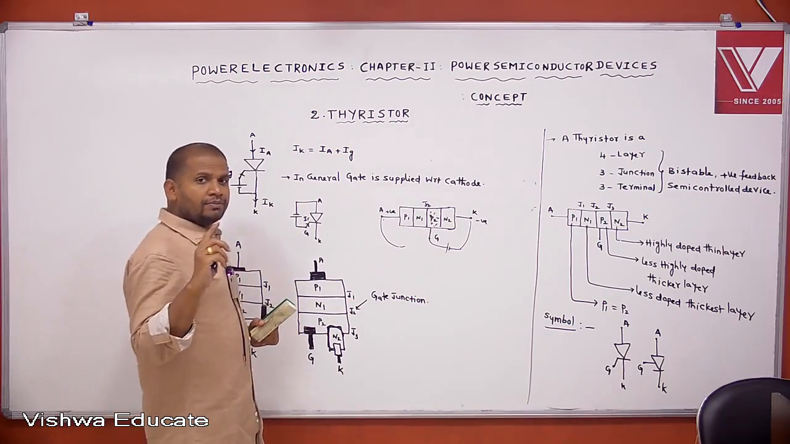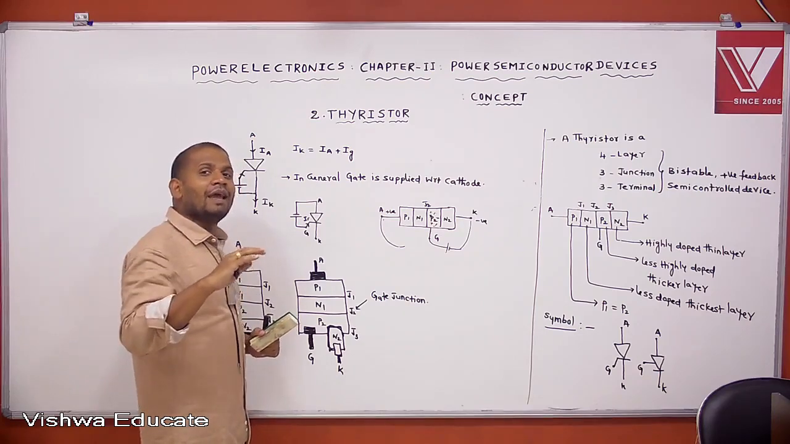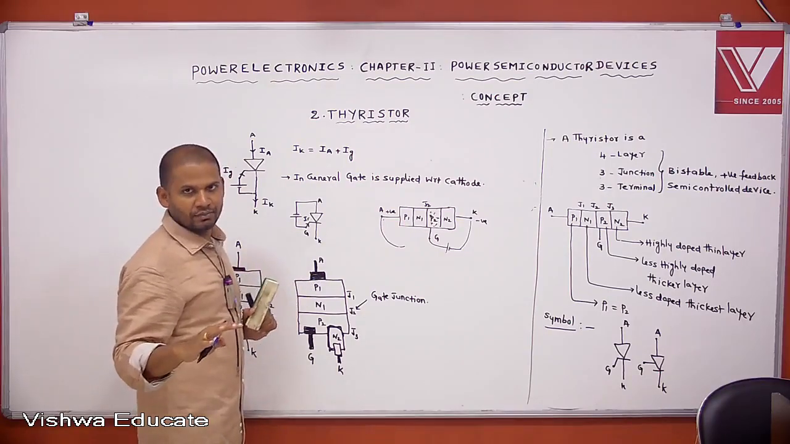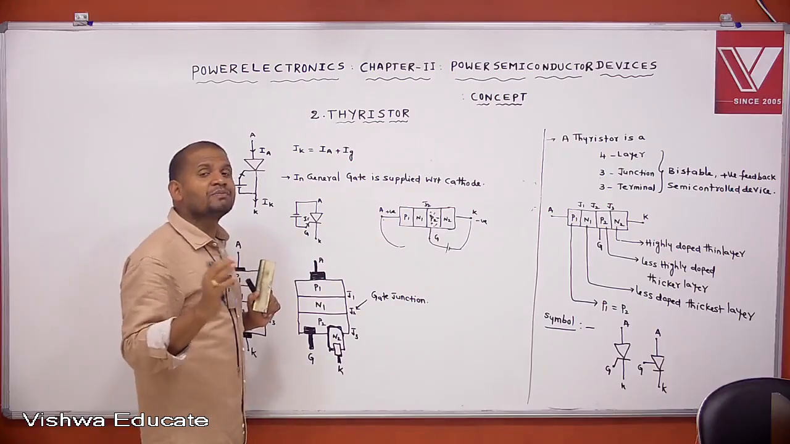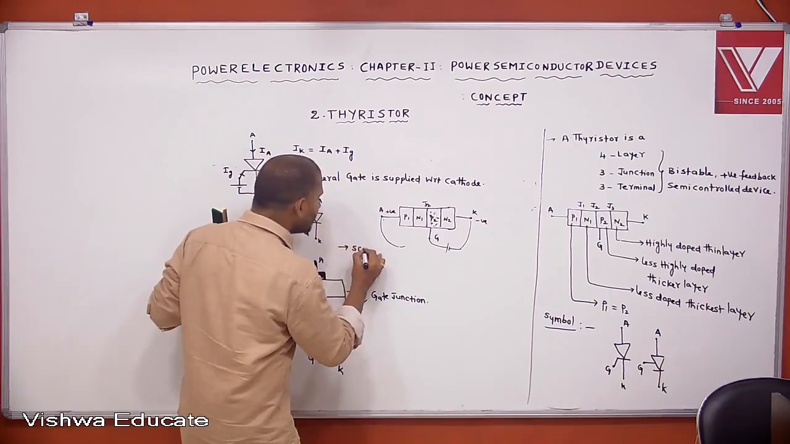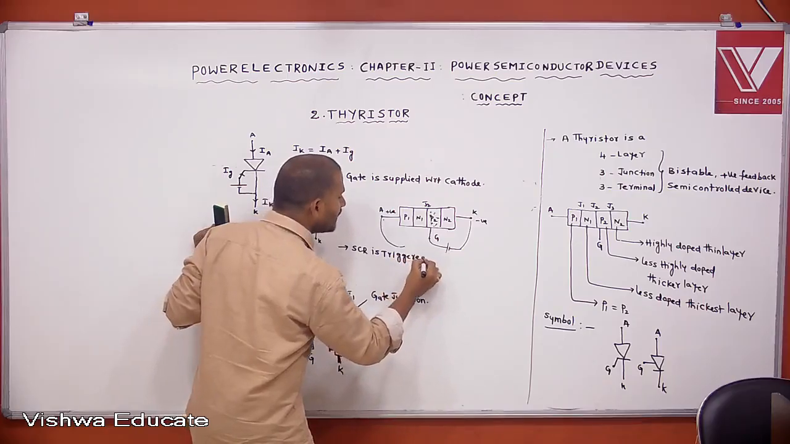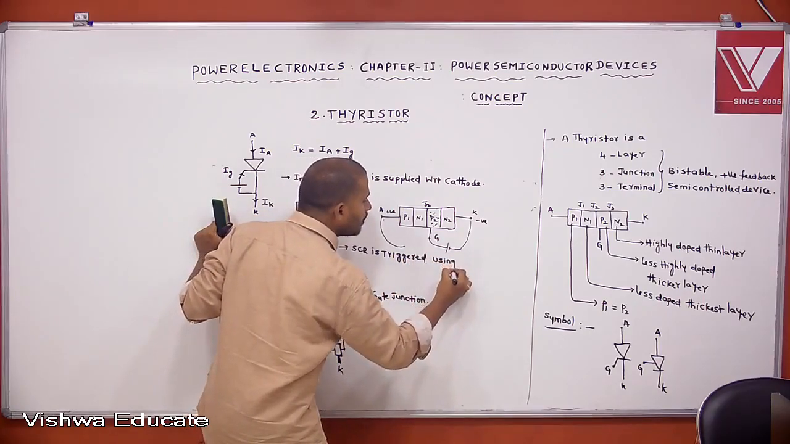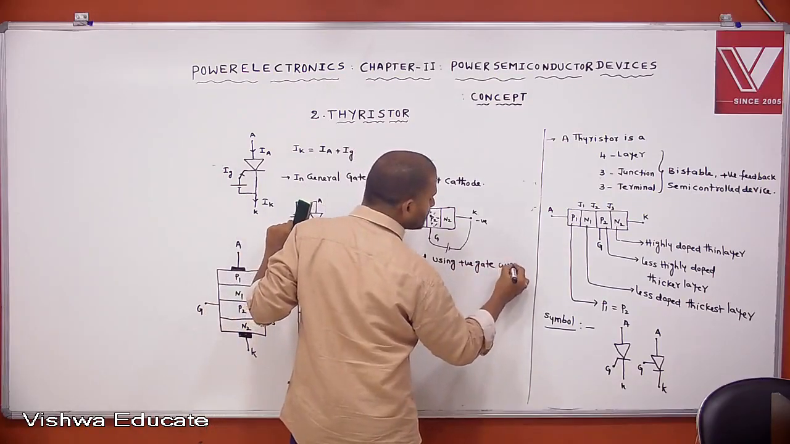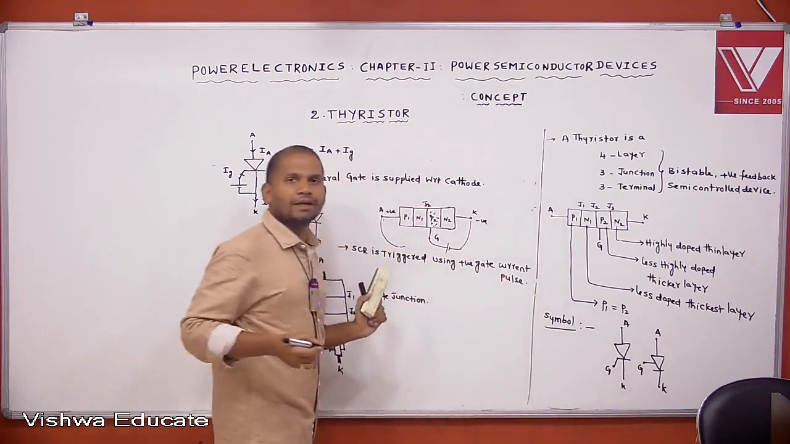Another point: it may be anode trigger SCR or cathode trigger SCR, the SCR is triggered by using a positive gate current pulse. SCR cannot be triggered with respect to a negative gate current pulse. That means, point to remember, SCR is triggered using a positive gate current pulse. It is not a voltage pulse. Using a positive gate current pulse only it is triggered.